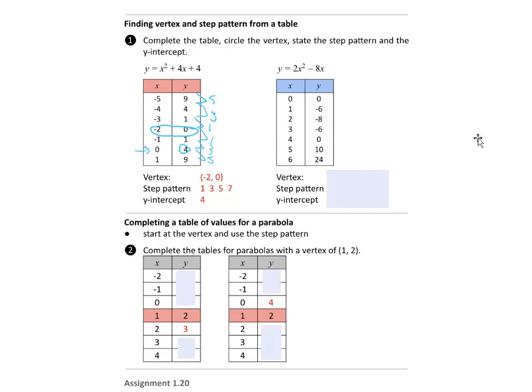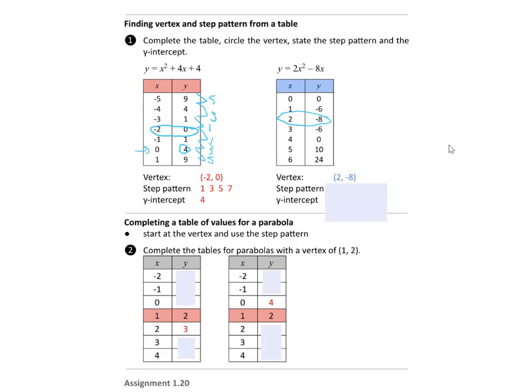Moving on to the next one. Let's find the vertex first. It looks like we're increasing from 0 to the -6, and then we're decreasing from -6 to -8, and then we increase from -8 to -6. So right here's where it's turning around. That means that this is our vertex. So that means that 2, -8 is our vertex.